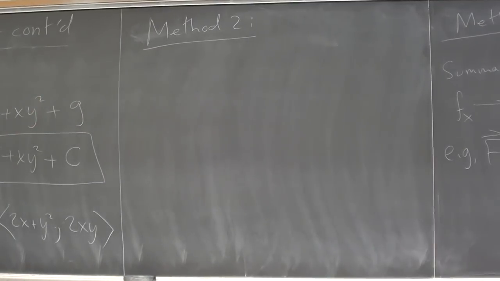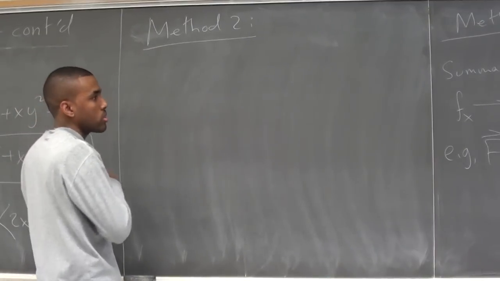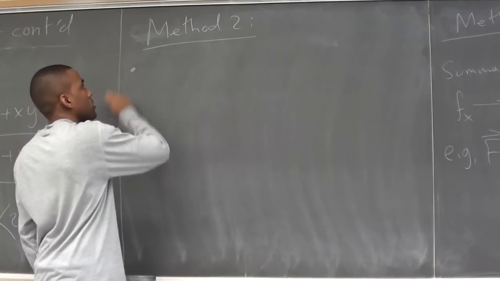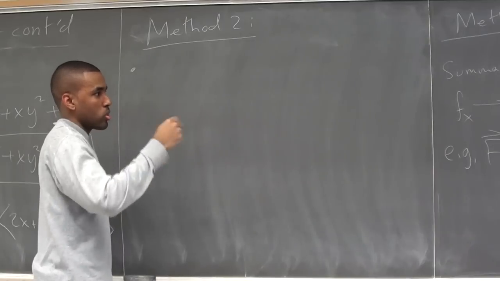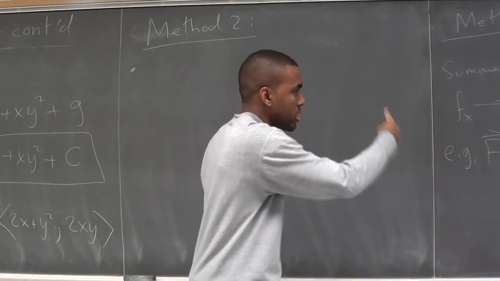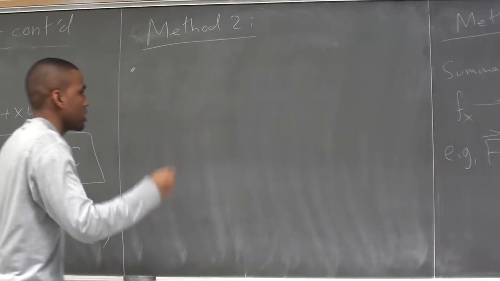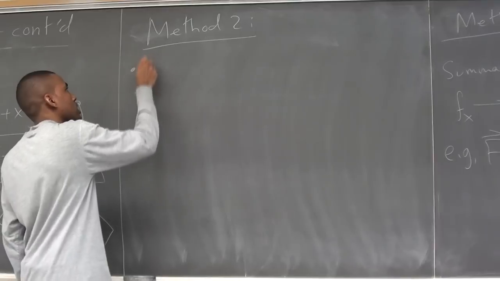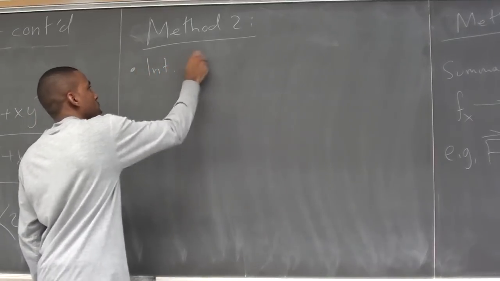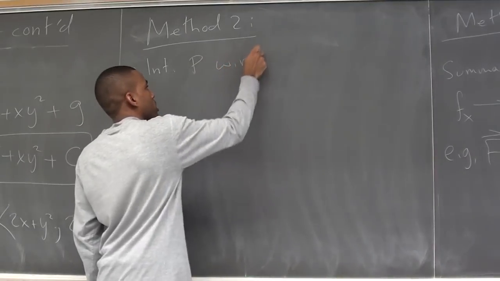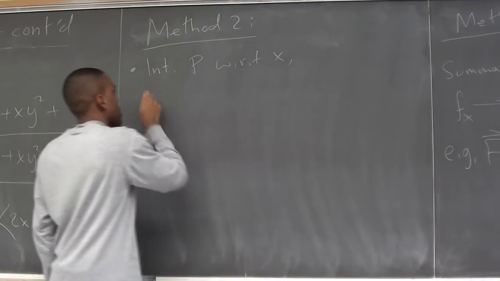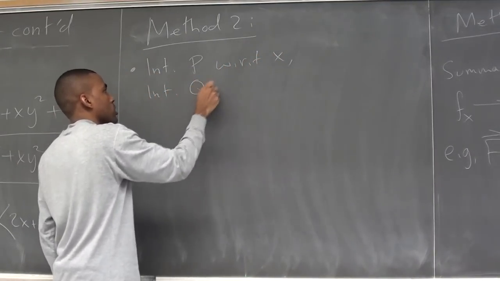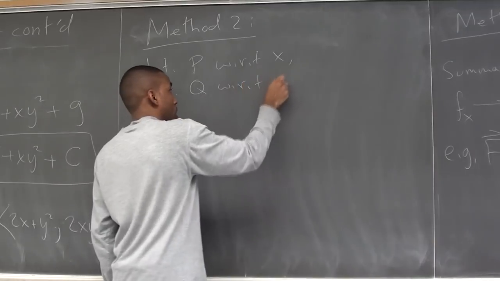Alright, so method 2 is, here we're just going to do integrals. We're not going to do this back and forth and setting this equal to that and stuff like that. We're just going to integrate everyone, right? So you integrate P with respect to x, integrate Q with respect to y.